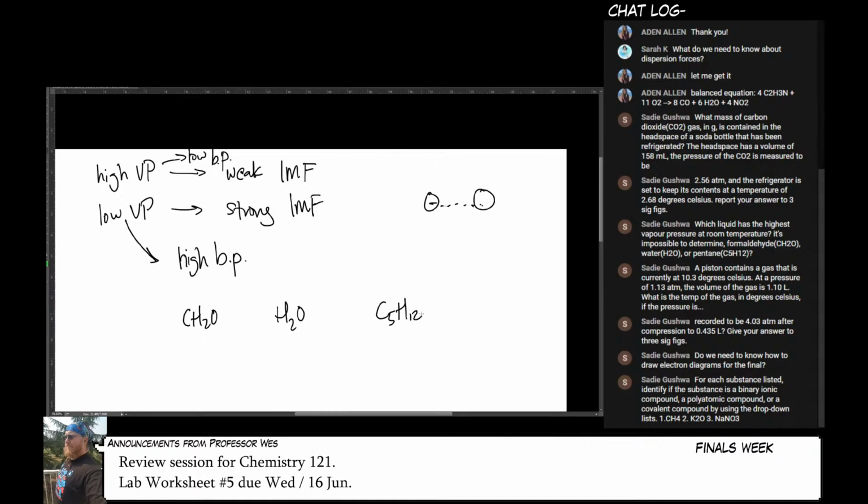And then you have to organize them by what types of intermolecular forces there are. Well, if you draw out the Lewis structure for CH2O, which we did earlier, you would see that it has dipole-dipole. Water can hydrogen bond because it's water. And then pentane just has dispersion. Of these, we want to be looking for the one that has the highest vapor pressure. So we want the one that has the weakest intermolecular force, which is this one, because dispersion forces are weaker than dipole-dipole or hydrogen bonds.